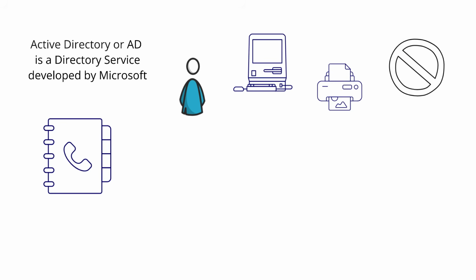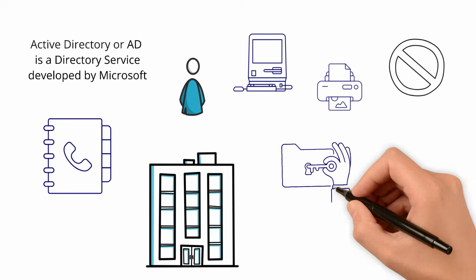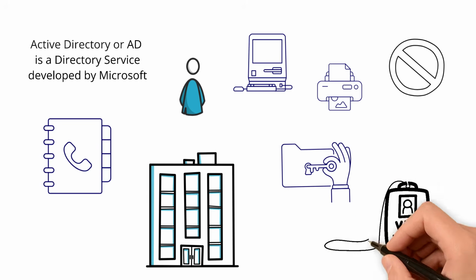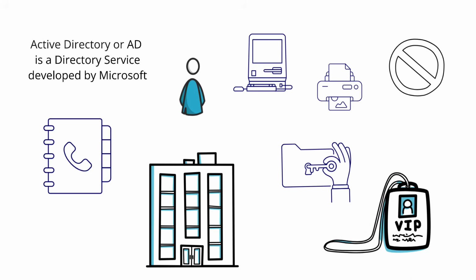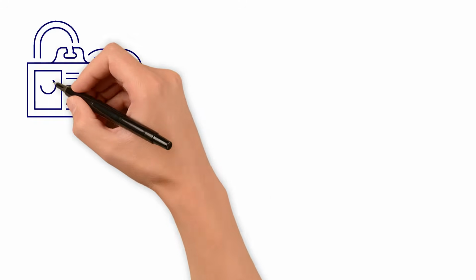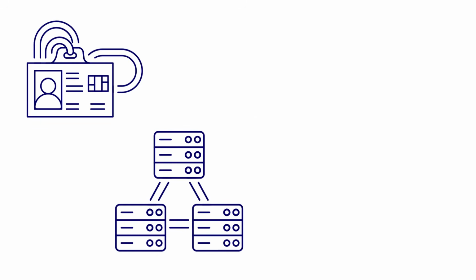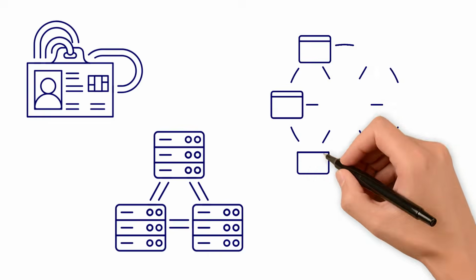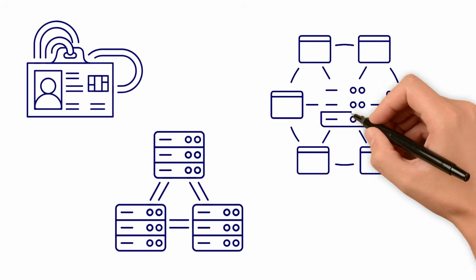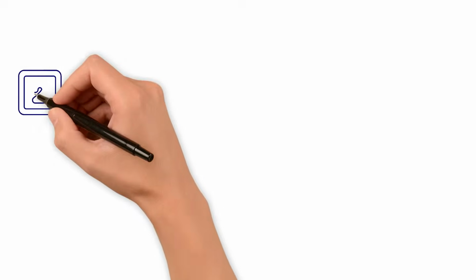Here's a simple way to think about it. Imagine a large office building. You need a key card to get through certain doors. Some people can access the server room, others can only get into the break room. Active Directory is a system that decides who gets which key card, and it manages all of that from one central place. It was first introduced with Windows 2000 Server, and it has been the backbone of enterprise IT environments ever since. Now, let's look at the building blocks of Active Directory.